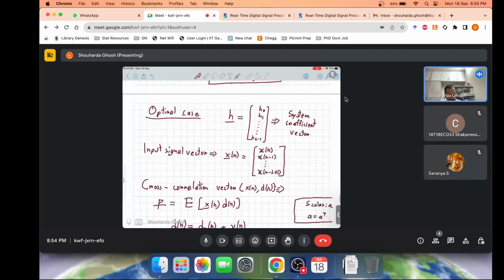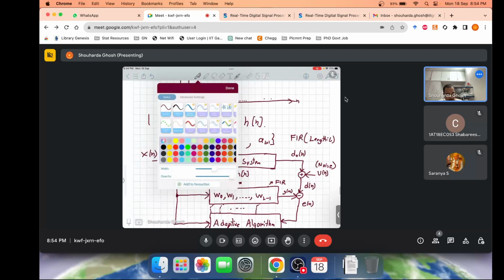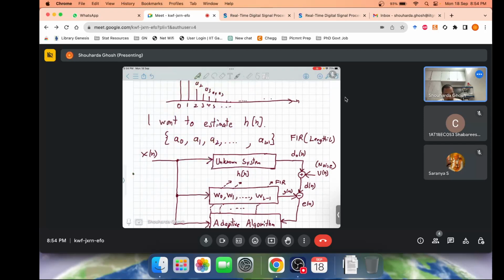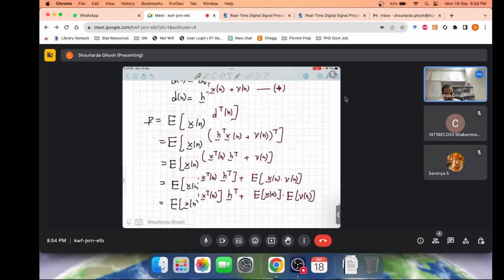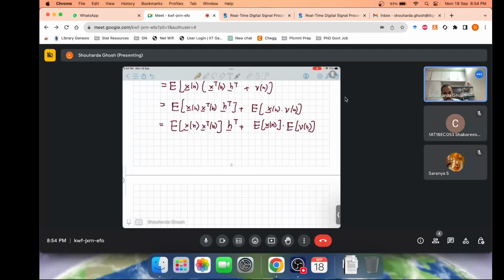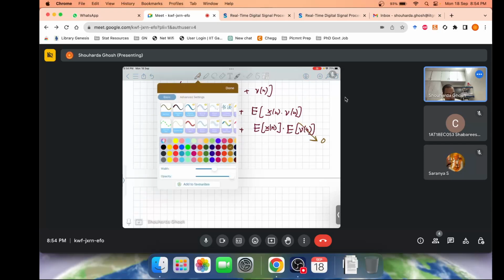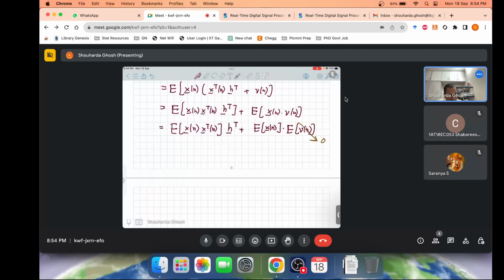I should have mentioned that nu n is zero mean and independent of x n. Since it is a zero mean noise, I can break this down, and what I obtain is 0.